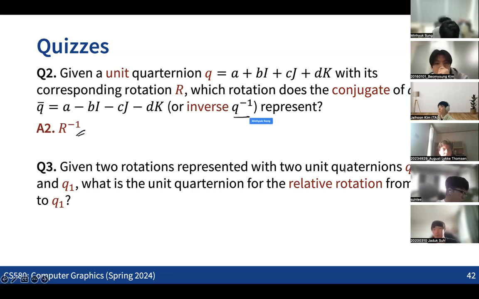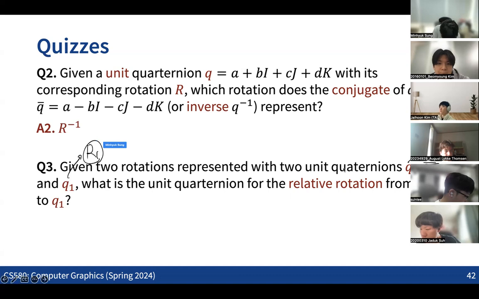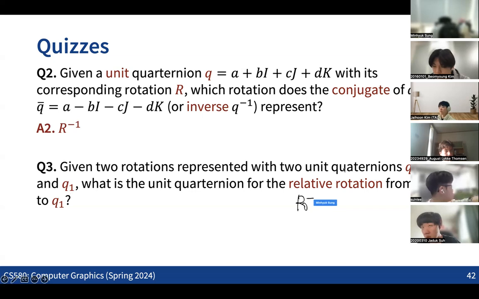So it's basically simple. The inverse of the unique quaternion represents the inverse of the rotation. And given the two rotations represented with the two unique quaternions Q0 and Q1, how can you represent the relative rotation from Q0 to Q1? Let's say R0 is the 3D rotation corresponding to Q0, and R1 is the 3D rotation corresponding to Q1. These are the 3D matrices representing the rotations. Then the relative rotation of these matrices will be represented as R0 inverse times R1, right?